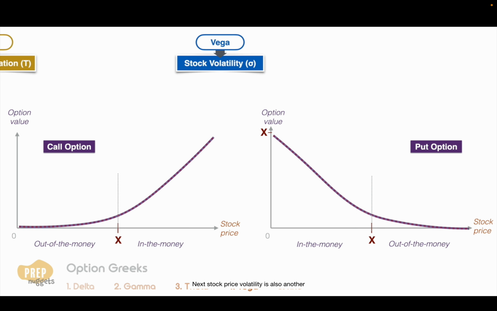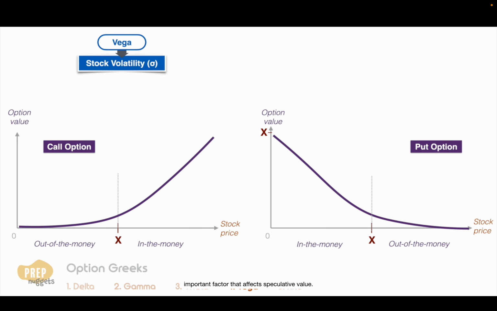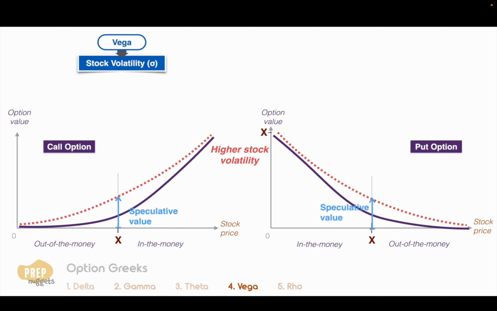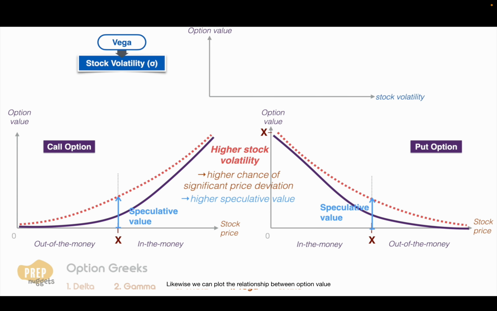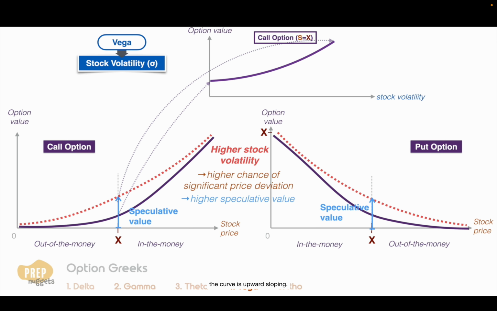Next, stock price volatility is also another important factor that affects speculative value. In general, speculative value increases with stock price volatility. Stocks that are more volatile have a higher chance of deviating significantly from the current price, so the speculative value for its option is higher. Likewise, we can plot the relationship between option value and stock volatility. For a call option, value increases with stock volatility, so the curve is upward sloping.